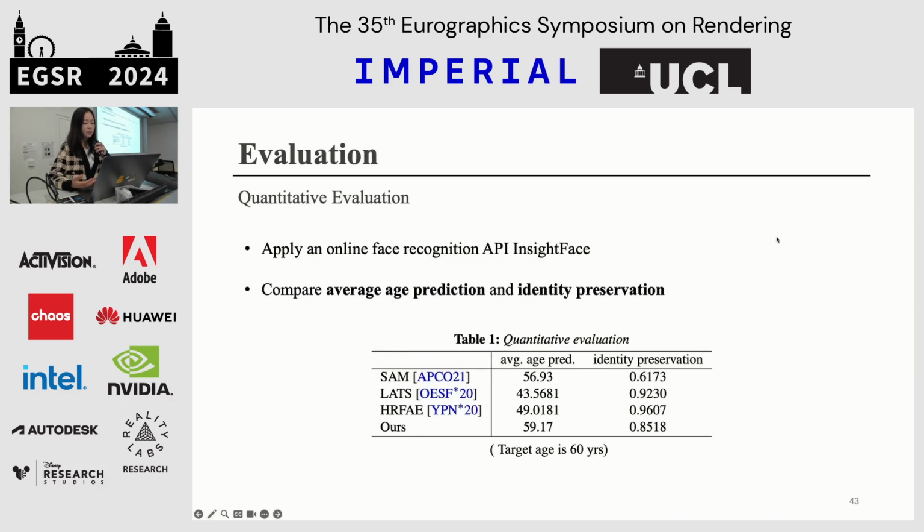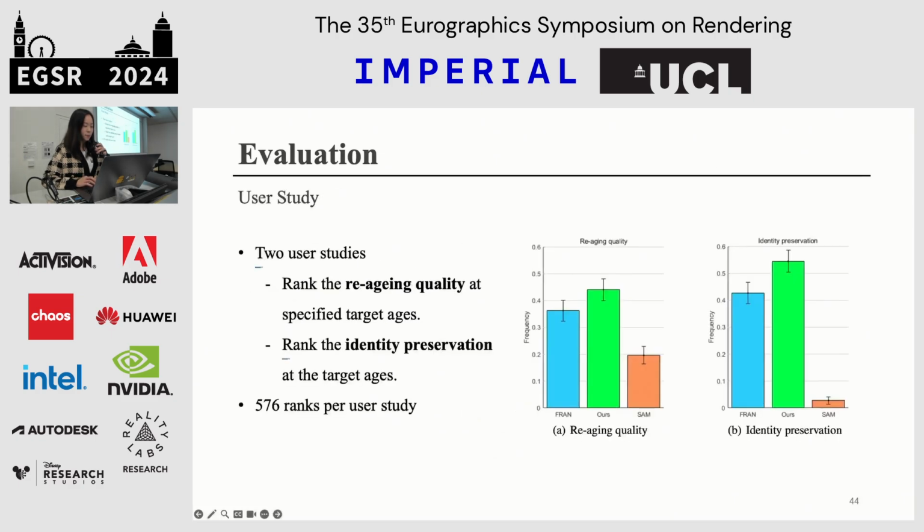In the quantitative evaluation, we apply an online face recognition API, InsightFace, to compare average age prediction and identity preservation. As shown in this table, Lutz and Fire still have underage problems, which also let them have the highest scores in identity preservation. But considering both results together, our method outperforms these three methods.